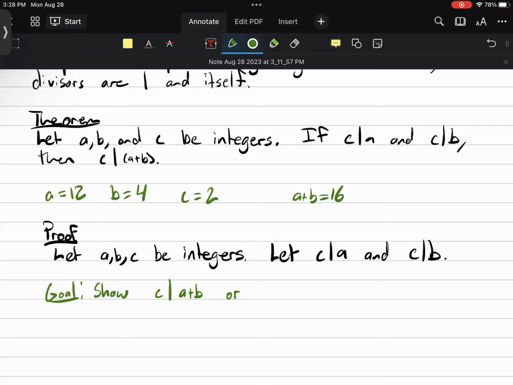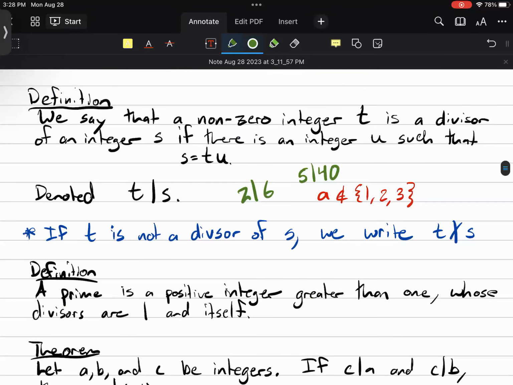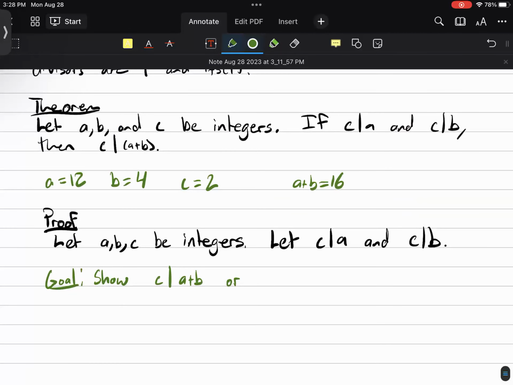It doesn't have to be smaller, it's the same as A plus B now. Right? But what did my definition say for division? T is a divisor of S if what? If there is some other integer that I can find such that S is equal to T times that integer. Which means when I'm going down to try to prove that this number C is going to end up being a divisor of A plus B, I need to show that A plus B is equal to C times something.